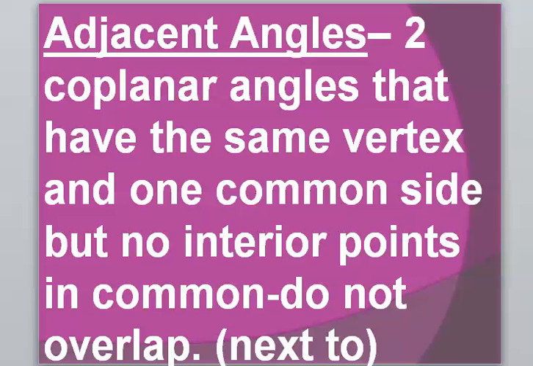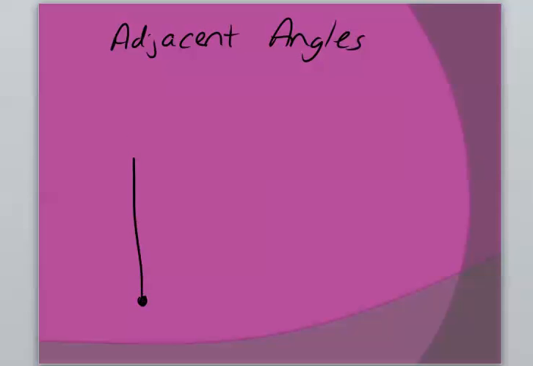So we're going to draw a picture of adjacent angles. These are going to be two angles that have the same vertex. So here's my vertex, here's my first angle. They have a common side. So when I go to draw my second angle, it's going to use the same side, but they don't overlap. All of the interior of the first angle and all of the interior of the second angle are completely separate. They're next to each other. Those are adjacent angles.